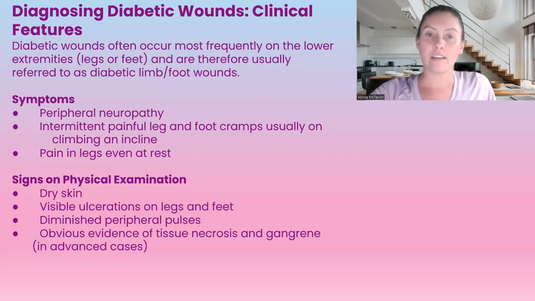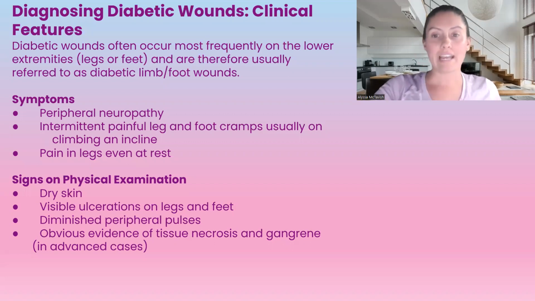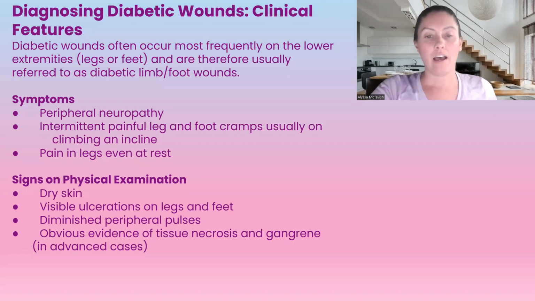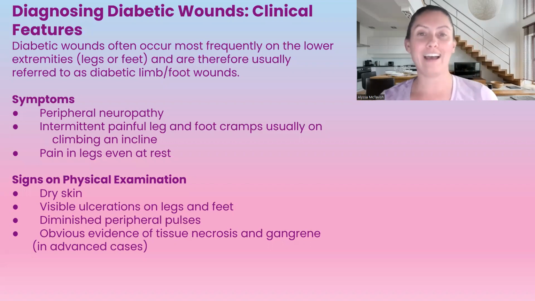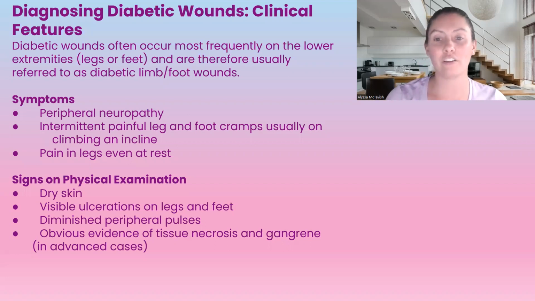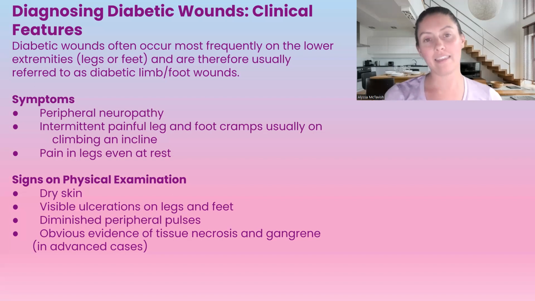So diagnosing a diabetic wound ulcer, they're most frequently on the lower legs or feet. That's where they happen. The symptoms are that patients a lot of times don't have feeling or have loss of sensation in their feet. They may have intermittent pain in their legs or feet, even cramps while they're walking on an incline or climbing upstairs. And they can even have pain at rest in their legs.